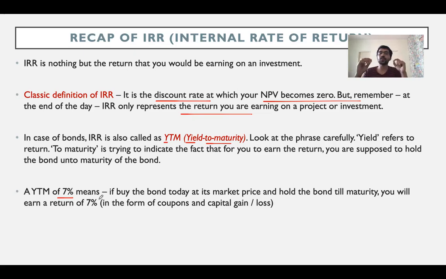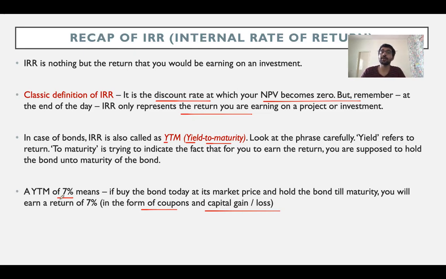And that return that you're going to earn from the bond is going to be in the form of coupon and in the form of capital gain or loss, because you might be buying the bond today at 90, whereas you would be receiving 100 at the end of year 5, given that it's a 5-year bond. So there is a capital gain component of $10. And in addition to that, there's also going to be a coupon, right?